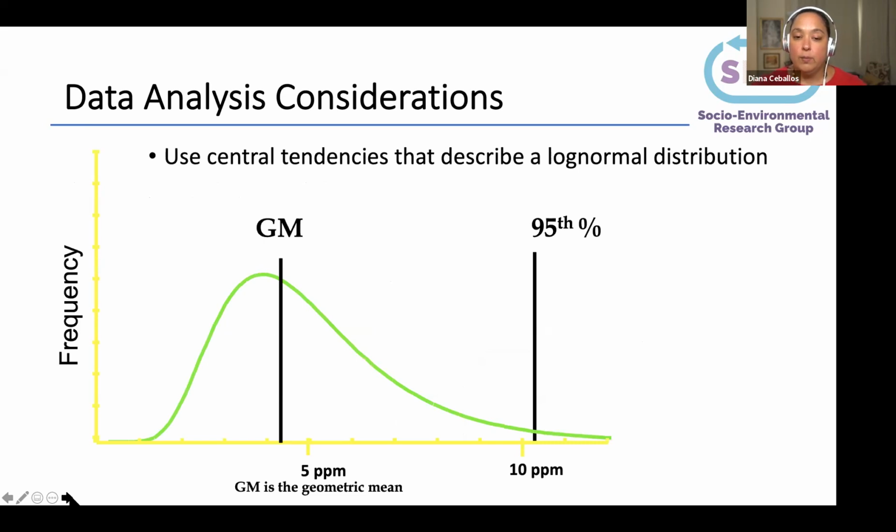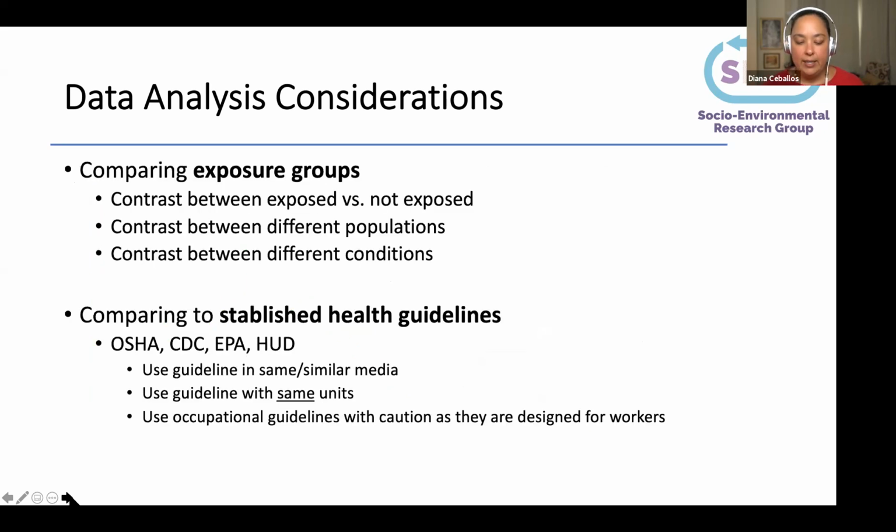And so when you have log normal data, it's very important to use central tendencies that actually describe that distribution. So geometric mean or a median are highly encouraged instead of a mean. And then some of the strategies for data analysis is to compare exposure groups because this gives you great discussion or interpretation of your data. And so you can contrast exposed versus not exposed, contrast different populations or different conditions.